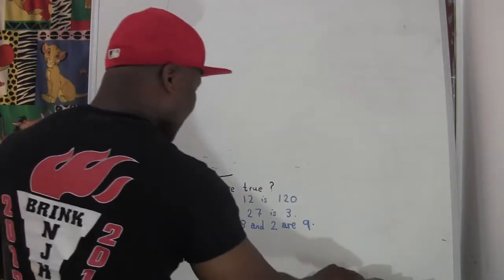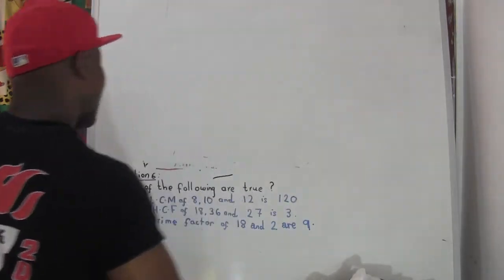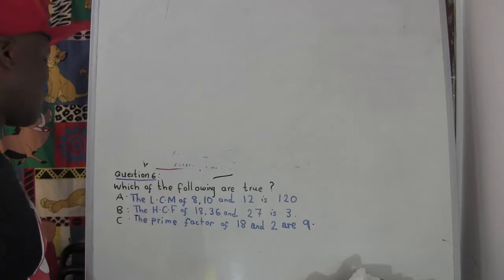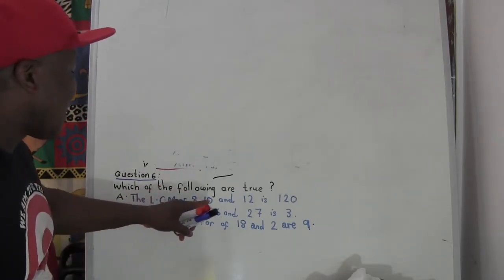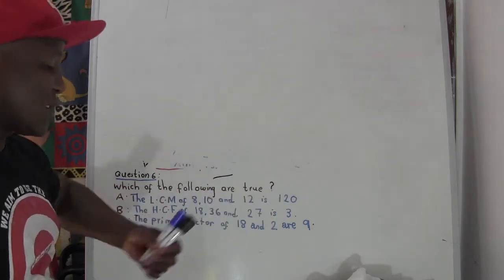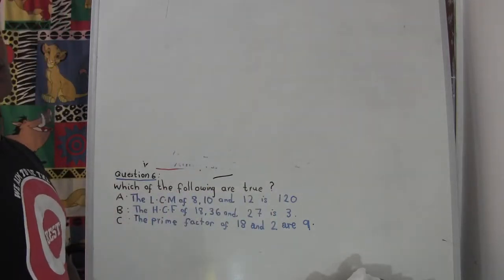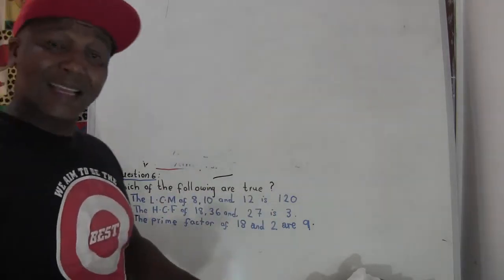Okay, now let's look at this question here. Which of the following is true? The LCM, lowest common multiple, of 8, 10, and 12 is 120. So we can just say, yeah, it is. You know what I'm saying? Now you need to check it and solve.